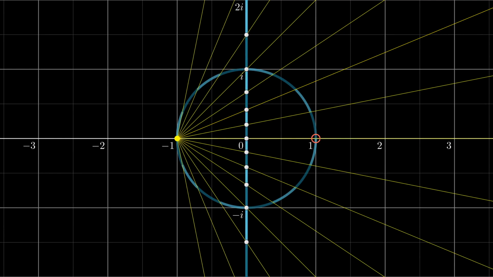So for example, the point at 1 gets projected into the center of the line. The point i actually stays fixed in place, as does -i. All of the points on that 90-degree arc between 1 and i will get projected somewhere in the interval between where 1 landed and where i landed.